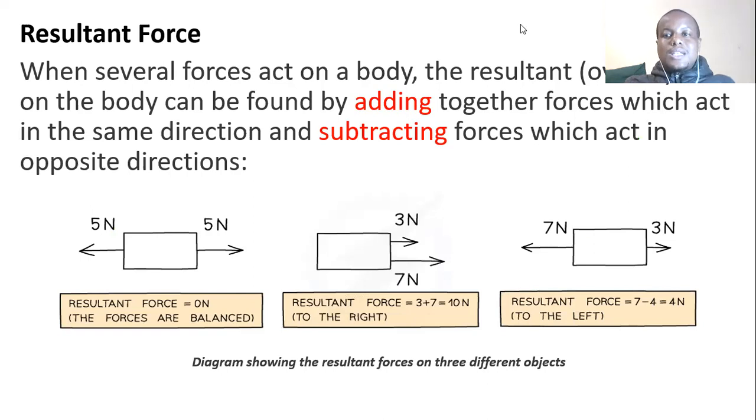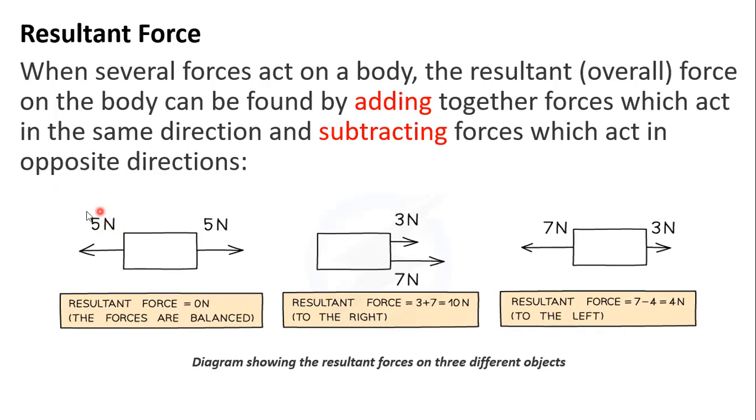So a resultant force: when several forces act on a body, the resultant force, or the overall force on the body, can be found by adding together forces which act in the same direction, or by subtracting the forces which act in opposite directions. So let's look at this one.